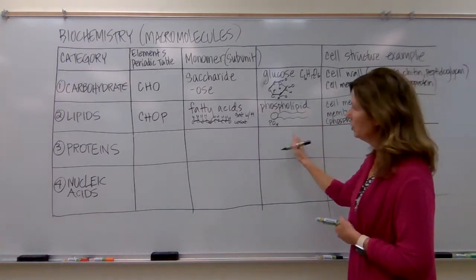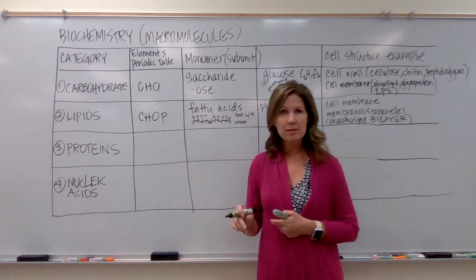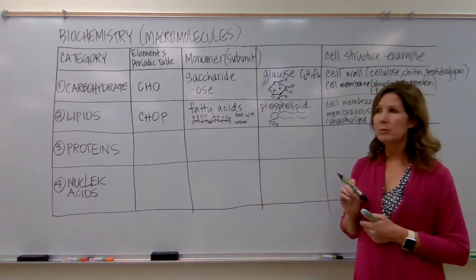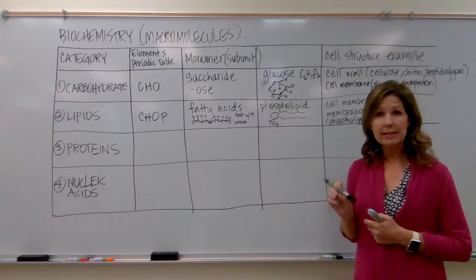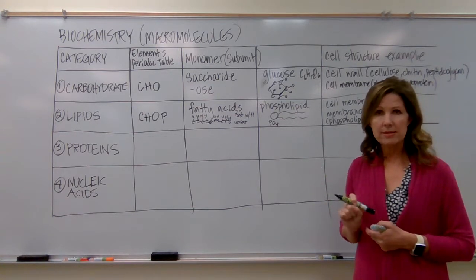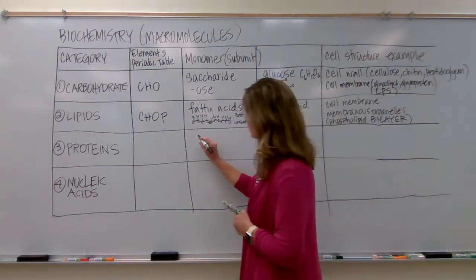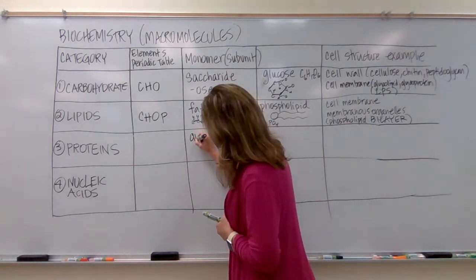All right, moving on to proteins. When I ask students about proteins, probably the most common characteristic of proteins they can give me is proteins are composed of amino acids. So that tells you what the building block or monomer of a protein is. Amino acid.